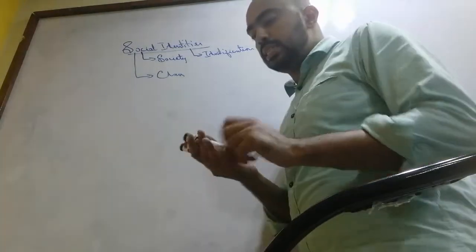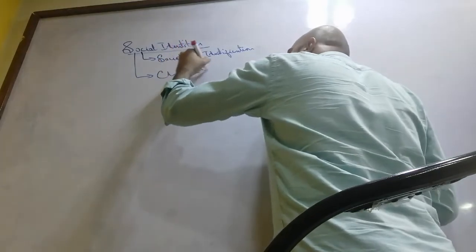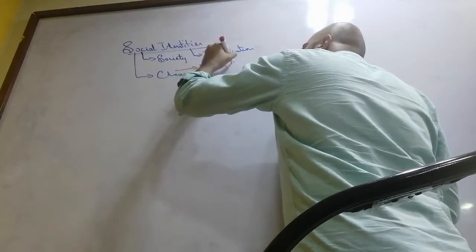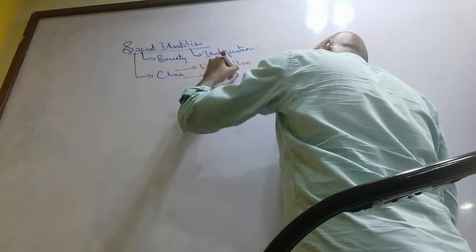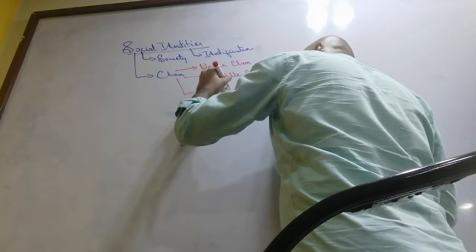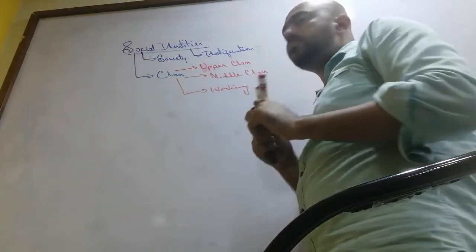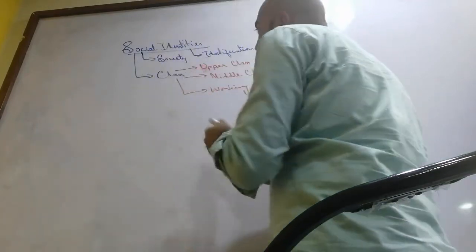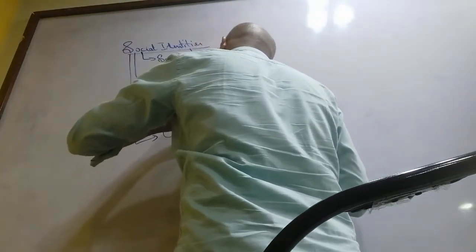If we talk about class, we need to understand the basic social identities around class. We have upper class, middle class, and working class. Okay, got it? So we need to understand this. Afterwards, the second factor behind social identity is gender.